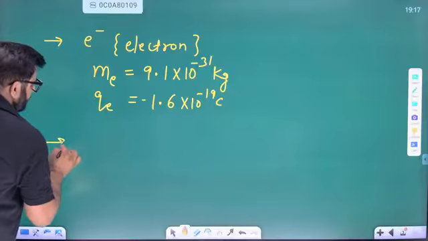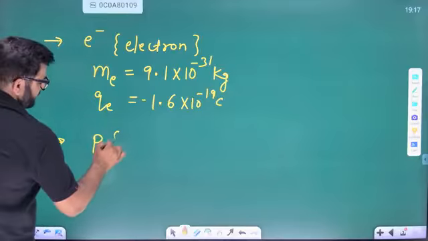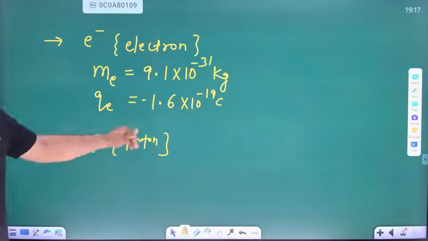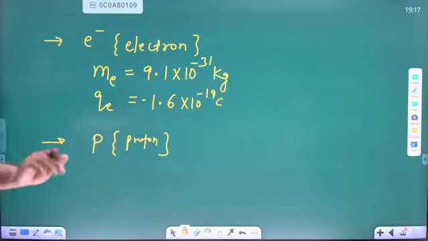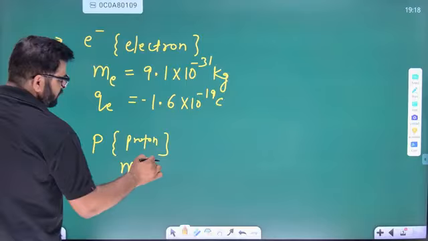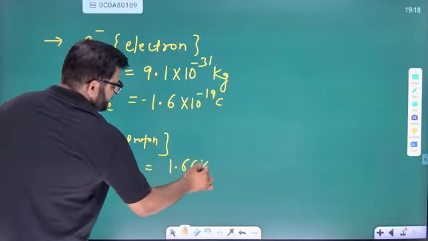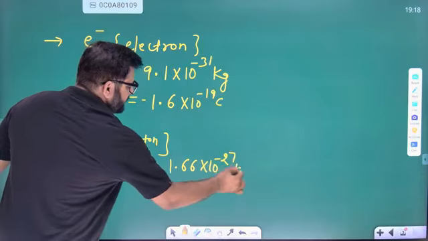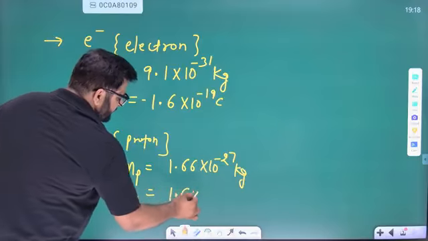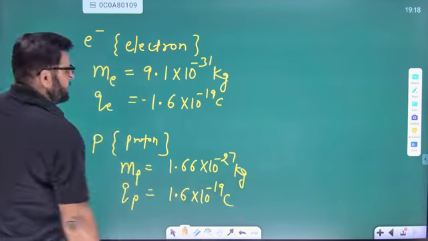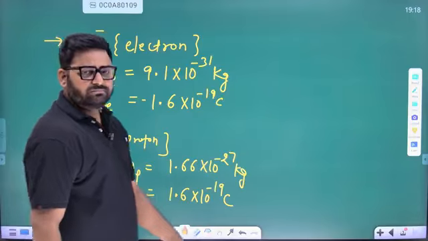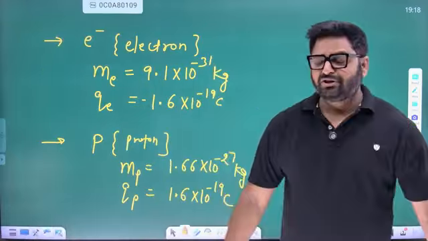What about the proton? What is the mass of the proton? 1.66 into 10 to the power minus 27 kilogram. And what is the charge of the proton? It is positive 1.6 into 10 to the power minus 19 coulomb. You can see the charge of the electron is negative and the charge of the proton is positive.